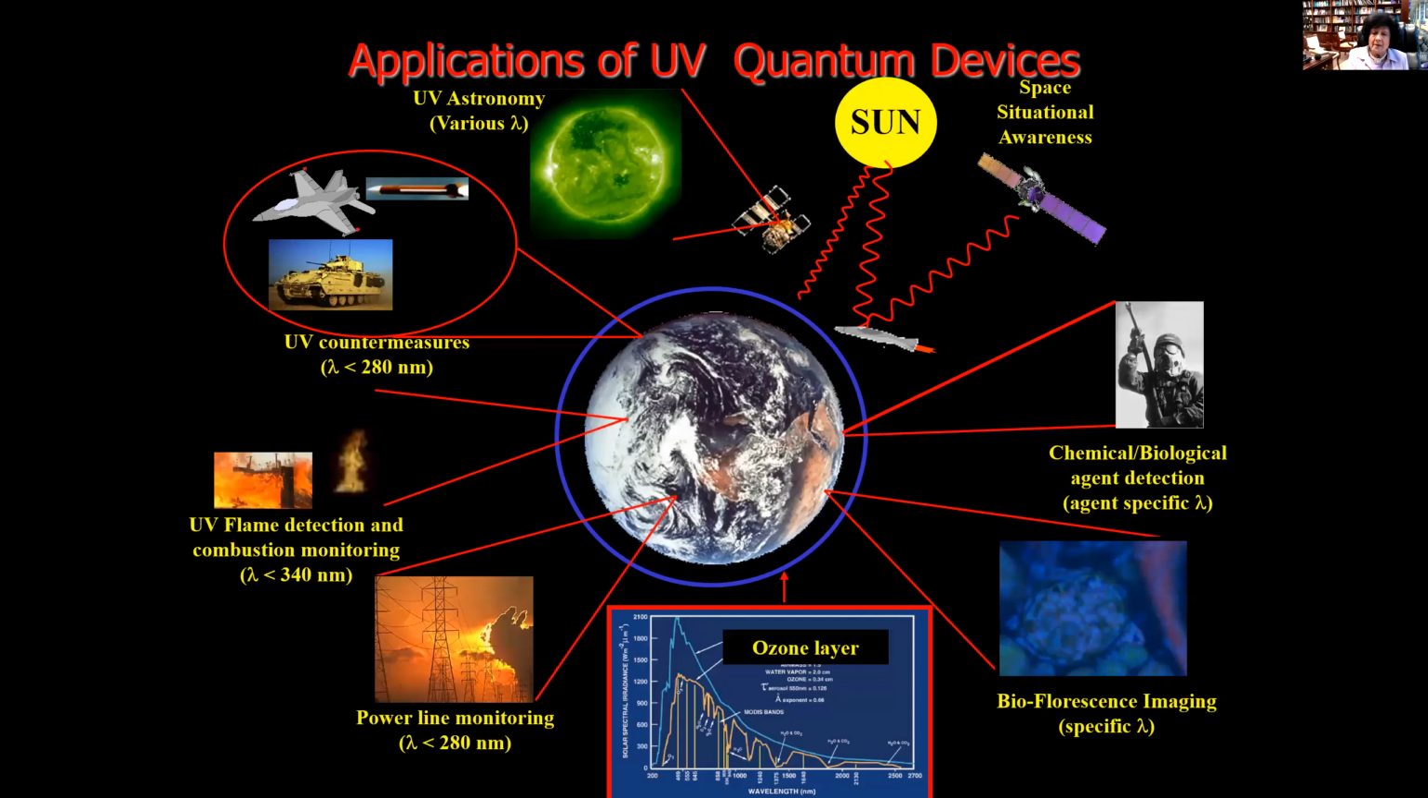So now coming exactly to the objective of the UV. Importantly, as we know, the ozone is opaque between 280 and 320 nanometers. So for many different applications, they are important. But the most important part, which is the subject of my talk today, and at the same time for gallium oxide, is chemical and biological agent detection, and especially biofluorescence imaging that needs the UV light.